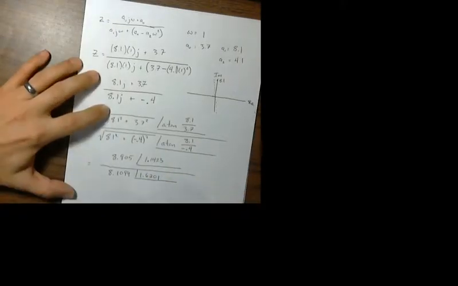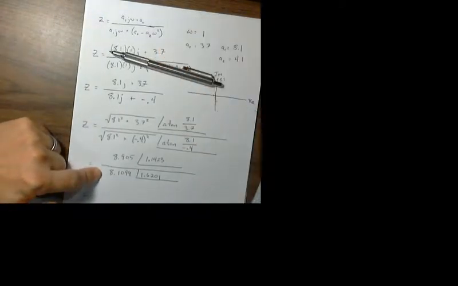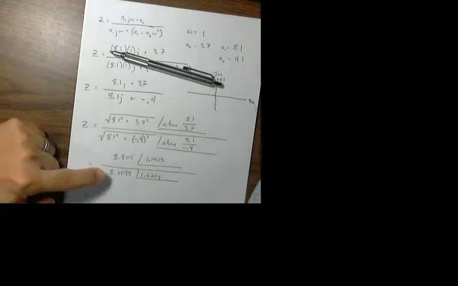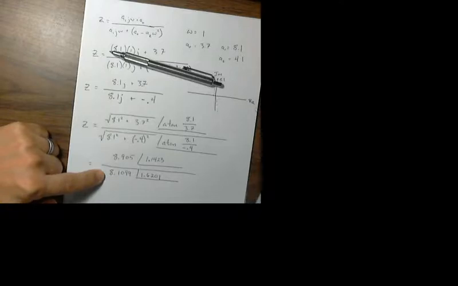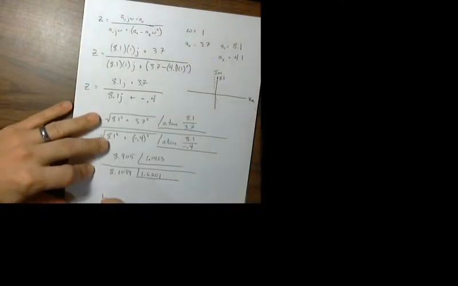So my final answer then is 8.905 divided by 8.1099. All right, so the magnitude turns out to be 1.098, so about 1.1. That's close enough.